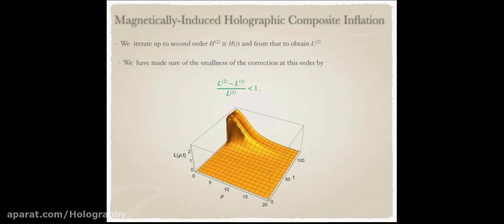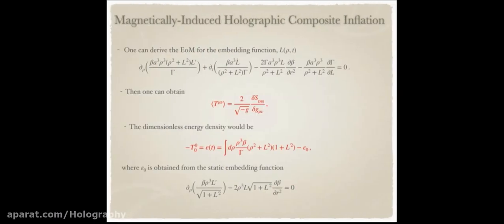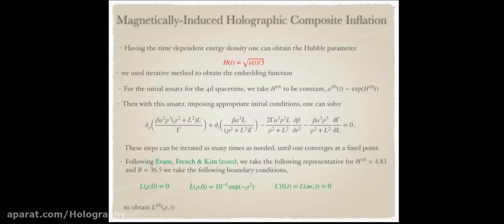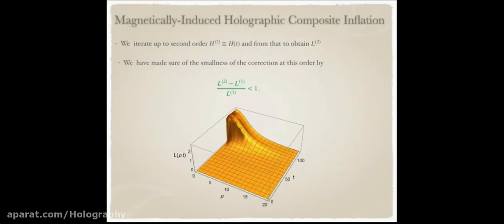So once we had L, we are able to obtain epsilon through this equation again. And then from this epsilon, one would be able to obtain the Hubble parameter, then find the scale factor again. Again, feed it back to this equation, solve for L again, and you can continuously follow this procedure. And we stopped at the point that we thought we had reached a fixed point, and our criterion for that was that the difference between the second order and the first order solutions, with respect to the first order, is much less than 1. Sorry, it should be much less. And then the form of the embedding function would look like this in terms of rho and t.